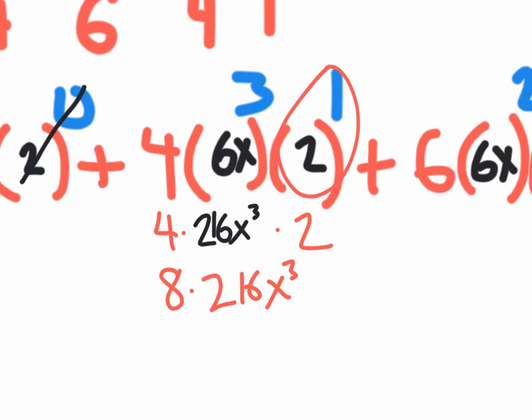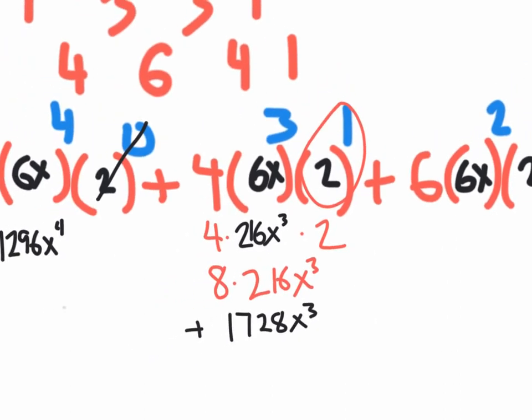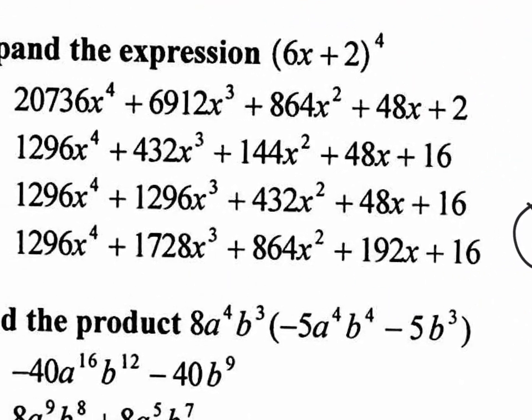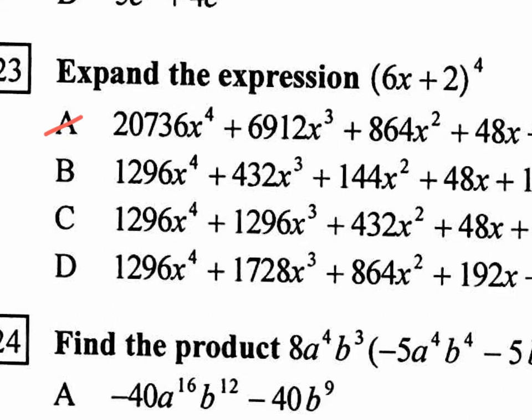So what is 8 times 216? 1,728. 1,728x to the third. Ladies and gentlemen, this is your second term. So maybe we could check our answers and see if we already have an answer that has a second term of 1,728. And the only one that has that is D. So on our second term, we're already able to identify our final answer.